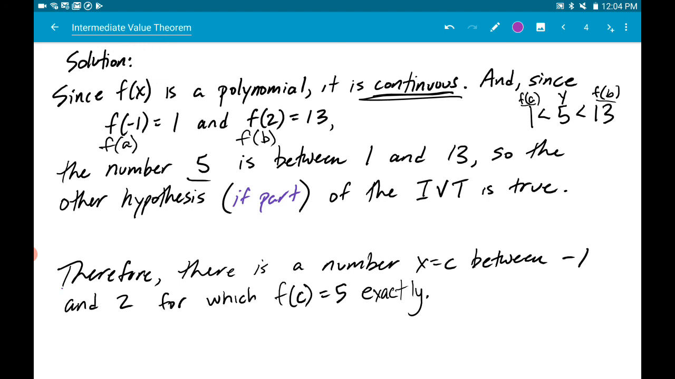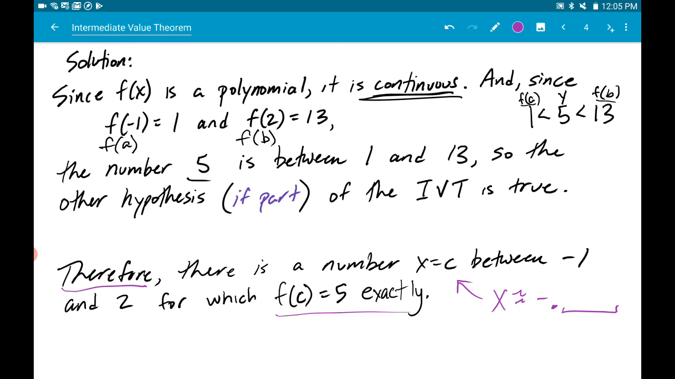Therefore, there is a number x equals c, and if you found it, again, it's approximately negative point something, between negative 1 and 2. Why does that say 2? Yes, because of my x value, sorry. There is an x between negative 1 and 2, and that decimal would fall between there, for which f of c is 5 exactly. You're not going to have to do a lot of proofs in this class.